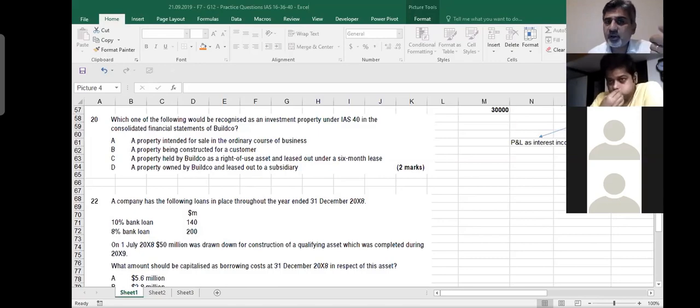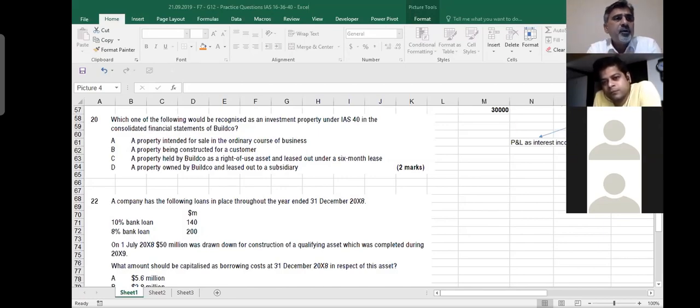If you want to recover your cash by selling the asset, you can only recover cash in two ways, either by selling the asset or by using the asset. So if you are recovering your cash by selling the asset, it is your inventory. And if you want to recover the cash by using the asset for a longer period, that is a non-current asset. So first you should understand this difference.